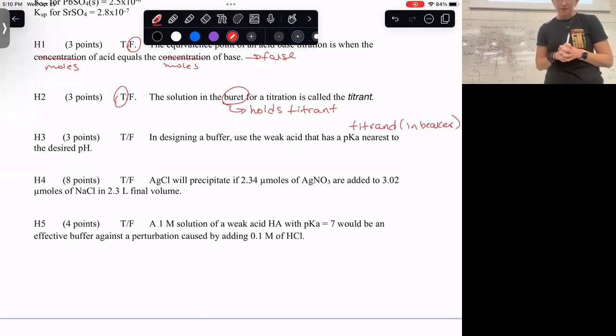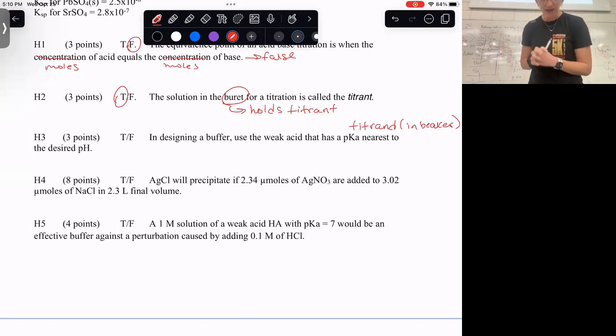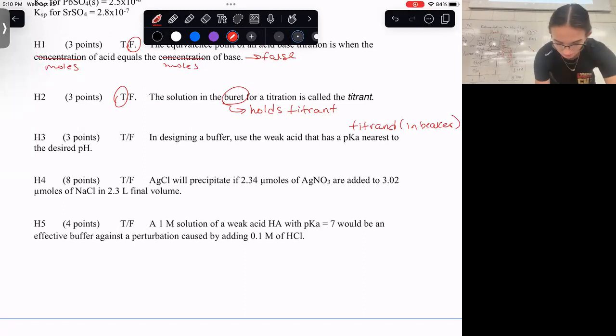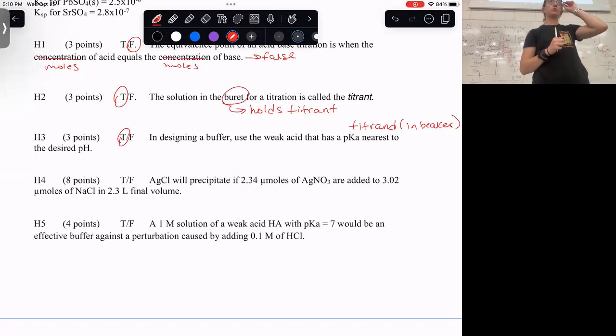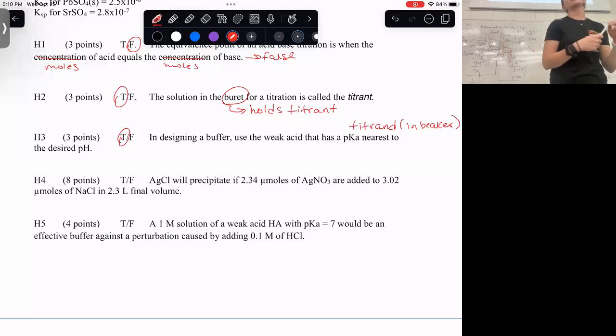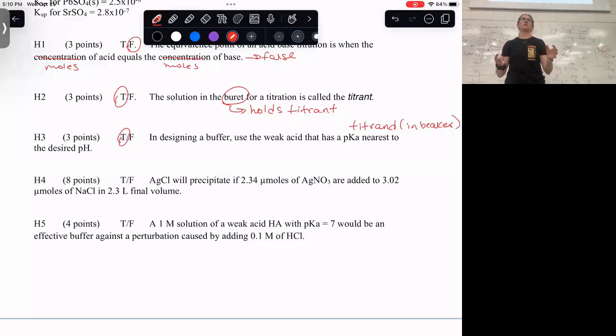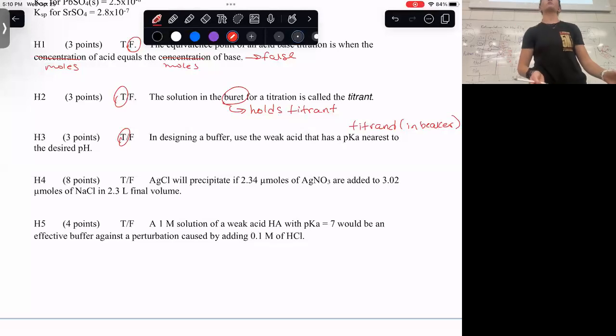Question 3, in designing a buffer, use the weak acid that has a pKa nearest the desired pH. True or false? Yes, this is true. Why is that true? What does using a pKa around the same pH do for your buffer? Why doesn't it use the equation then find the constant? Yeah, awesome. Whenever we're talking about a buffer solution, we're usually using the Henderson-Hasselbalch equation.